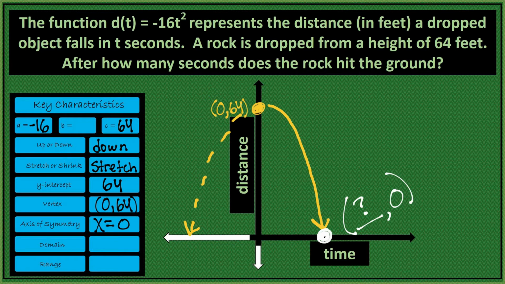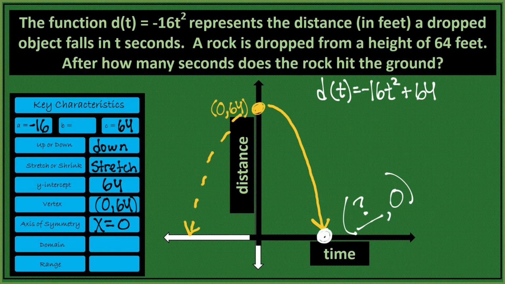Well, we're going to start with this equation. We know that d of t is equal to negative 16t squared because our a was negative 16. But also by looking at our graph, we know that our y-intercept is 64. So our c value is going to be 64. So we have this equation right here.